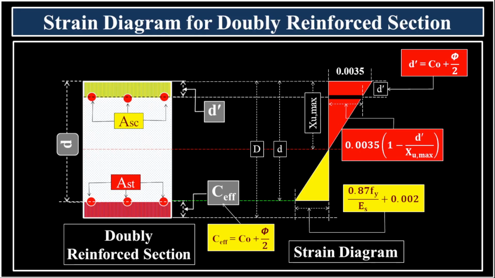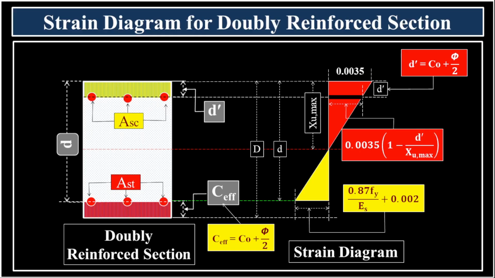Now, a key observation, we are including the D dot distance in our strain diagram, but not the effective cover CEFF directly in the strain profile itself. On the right side, the corresponding strain diagram is displayed.